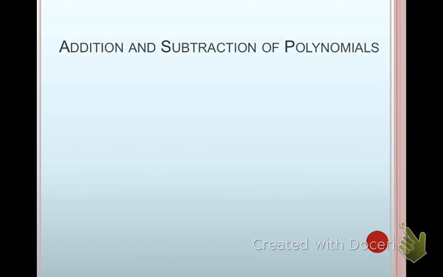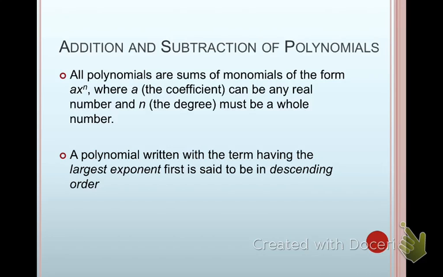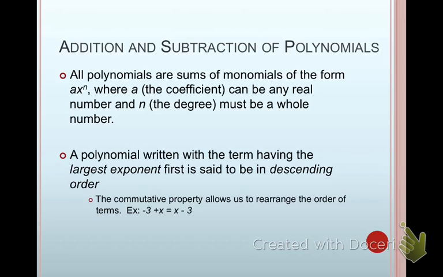Now, when we want to add or subtract polynomials, we're going to add polynomials that are of the form ax to the n, where n is the degree and a is the coefficient. And we're going to typically write these polynomials in descending order, where we write the highest or the largest exponent first and then the lowest exponent last. So for example, negative 3 plus x we would typically write as x minus 3.